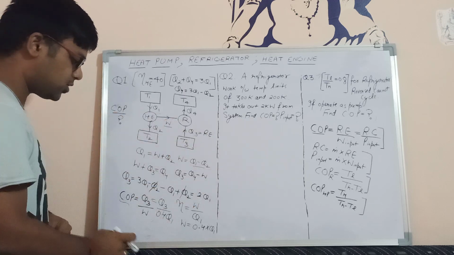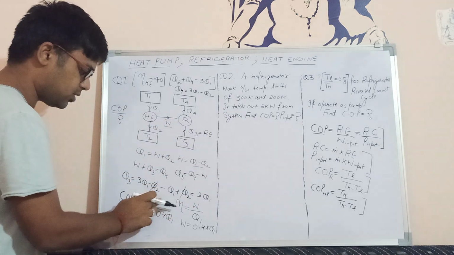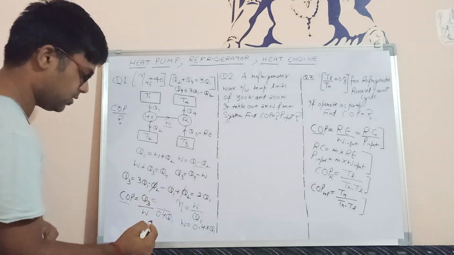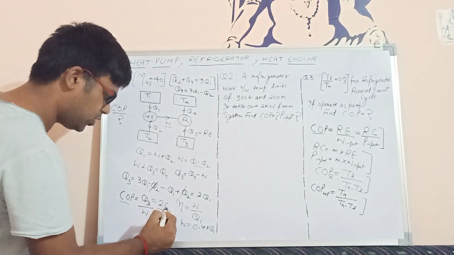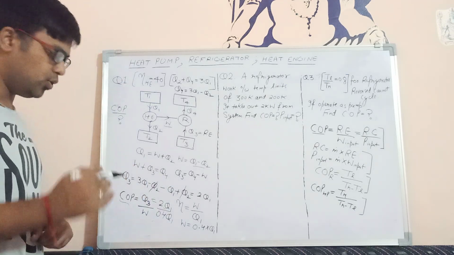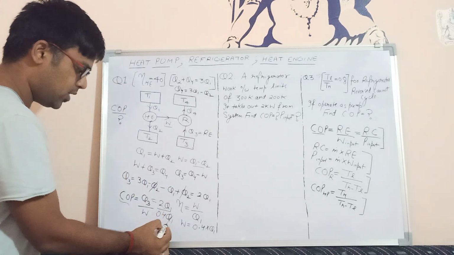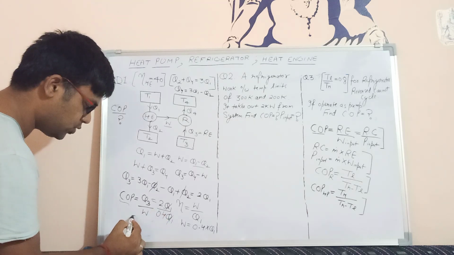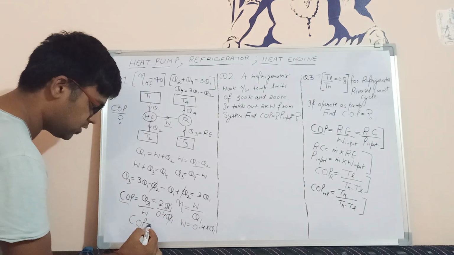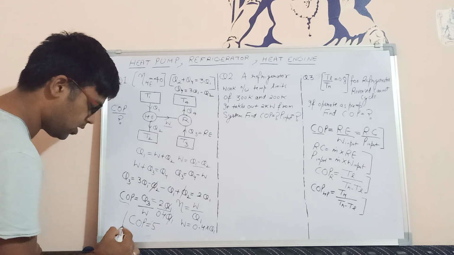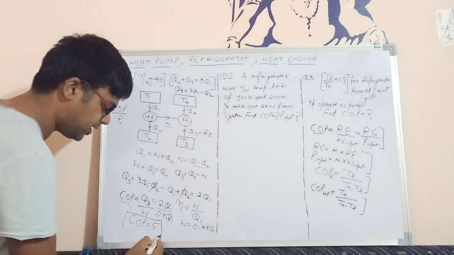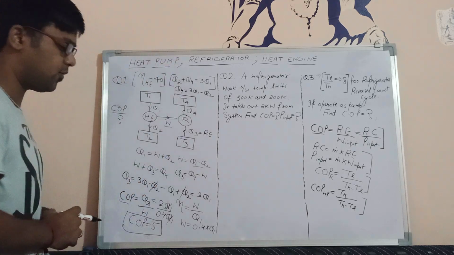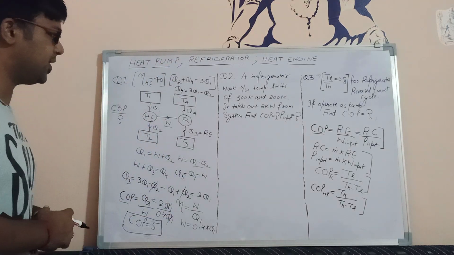Now what is the value of Q3? Q3 is equal to 2Q1. So this will be 2Q1 upon 0.4 Q1, Q1 and Q1 will cancel out. COP of the refrigerator will be equal to 5 from applying the formula. So here we can say that COP of this system comes out to be 5 by applying the formula of refrigerator as well as of heat engine.